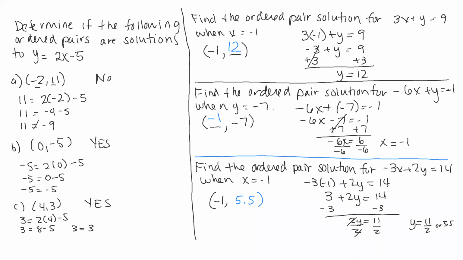So basically, if you need to find an ordered pair solution, as long as you have one coordinate, you can plug that coordinate in, solve, and you'll get the remaining coordinate that gives you the ordered pair that satisfies the equation. All right.